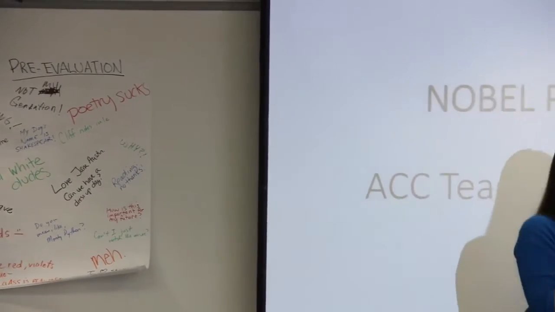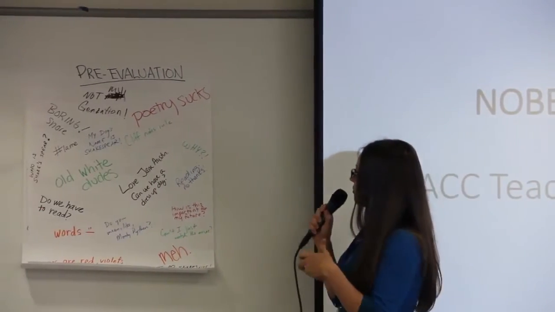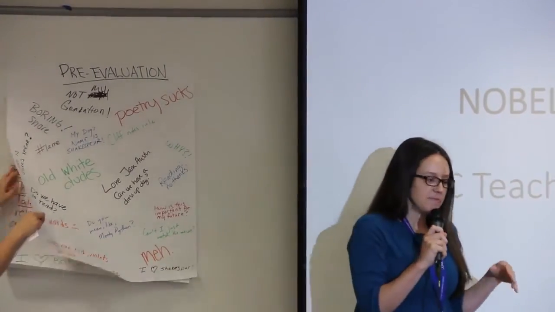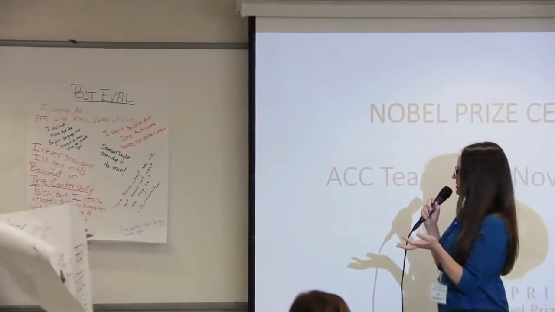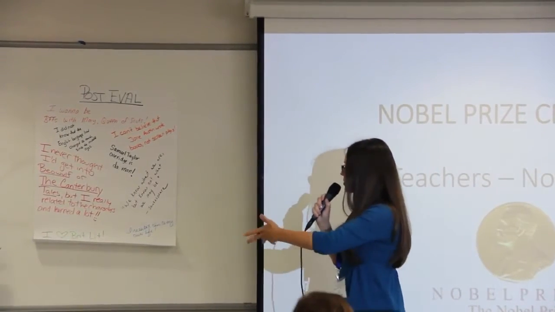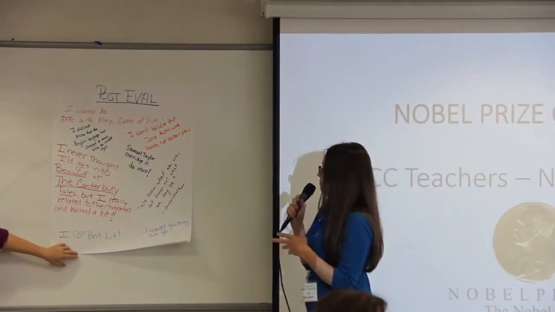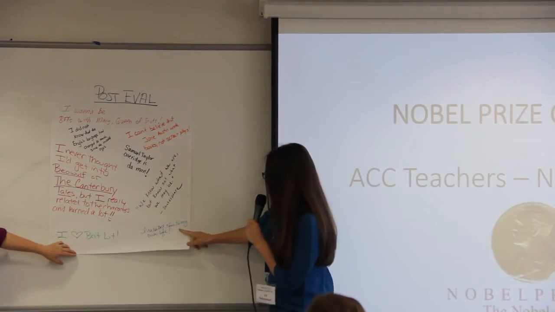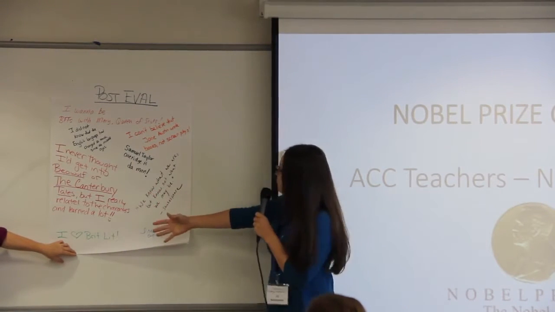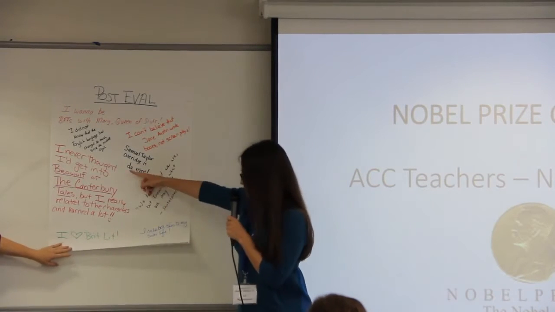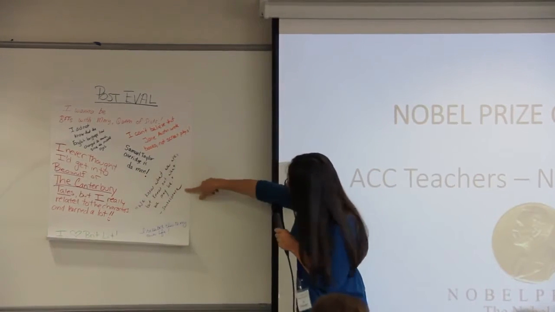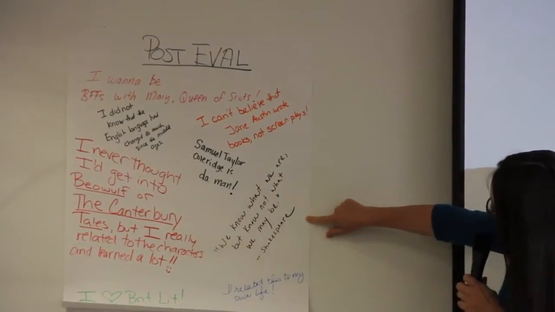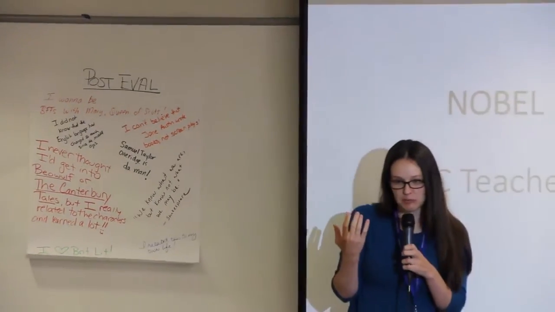So then I did a graffiti response at the end of the semester, and I got very different responses. I want to be BFFs with Mary Queen of Scots. Samuel Taylor Coleridge is the man. I related this to my own life. I love Brit Lit, etc. So I really related, and even a Shakespeare quote that the student could remember: "We know what we are, but know not what we may be." Shakespeare spelled correctly.